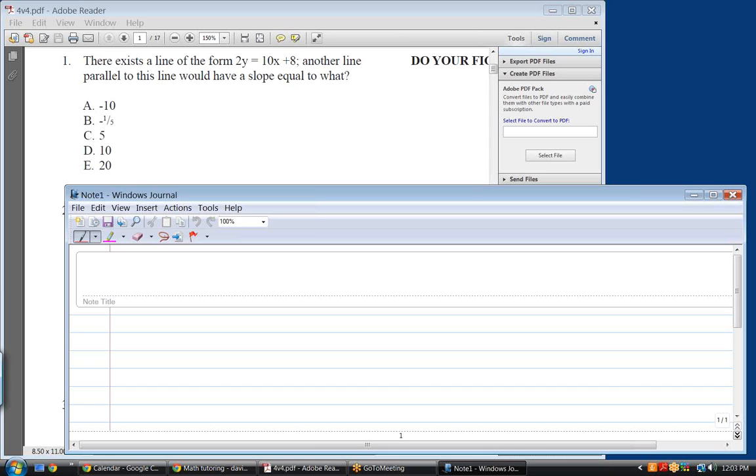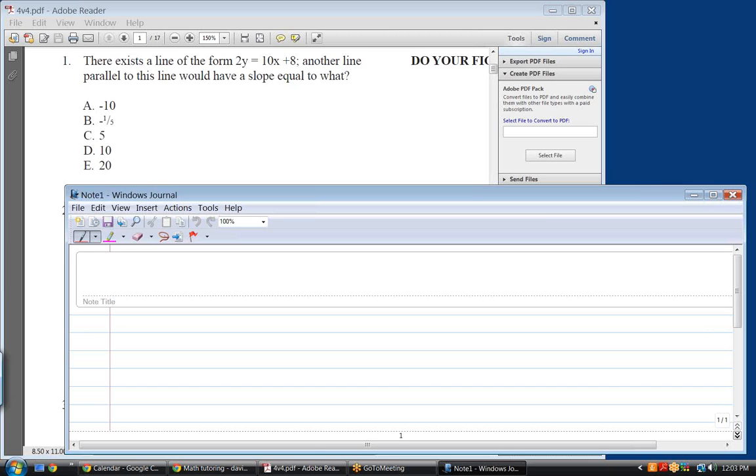So what's the slope of this line? The slope of the line is 5. Okay. So another line that's parallel to that would have to have a slope of... Negative 1/5. No, that's perpendicular. Parallel. That's my next question, so it would also be 5. Right. The parallel lines have the same slope.